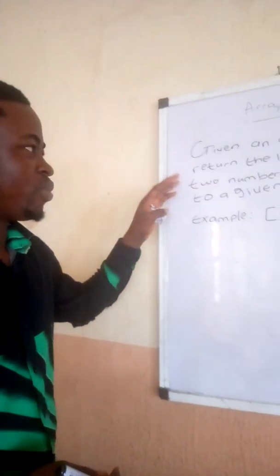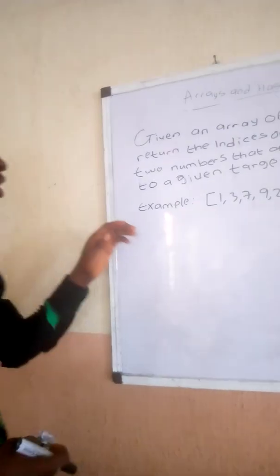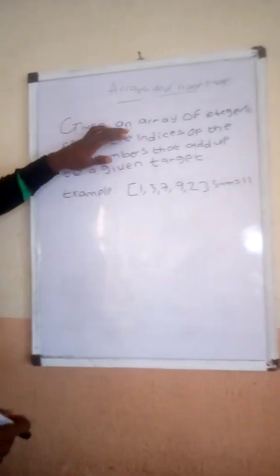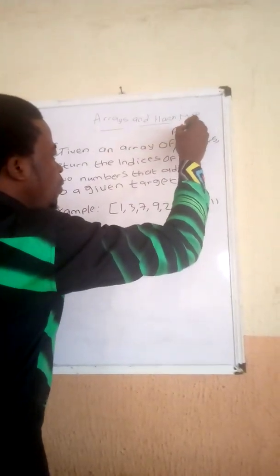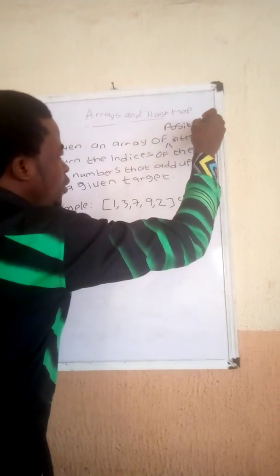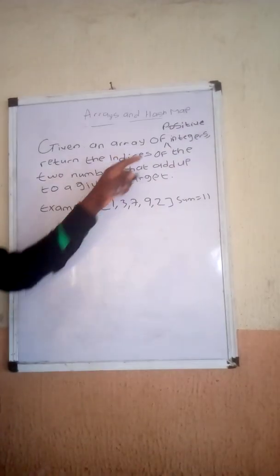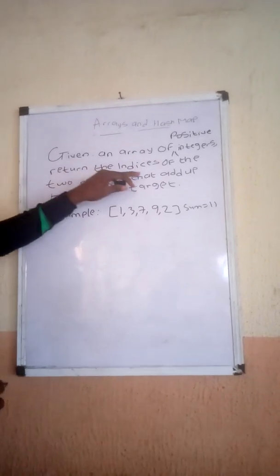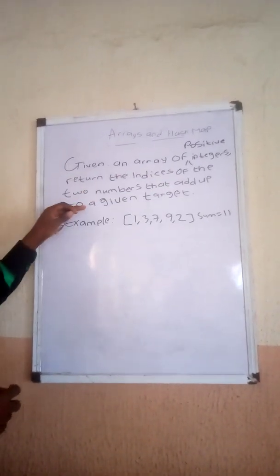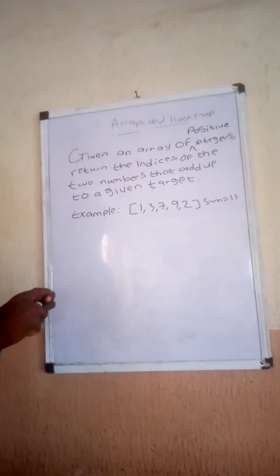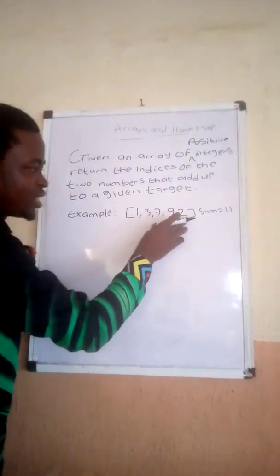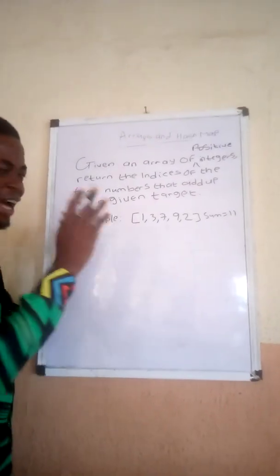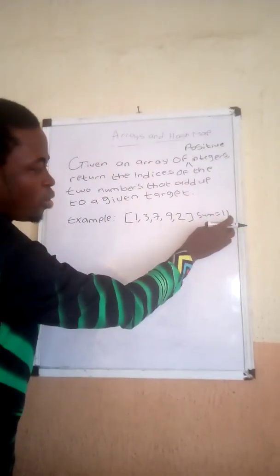So now we'll be treating some questions. One of the questions we have here says, given an array of positive integers, return the indices of the two numbers that add up to a given target. So this question is saying that we should look for two numbers inside this array that when added together will give us this sum.